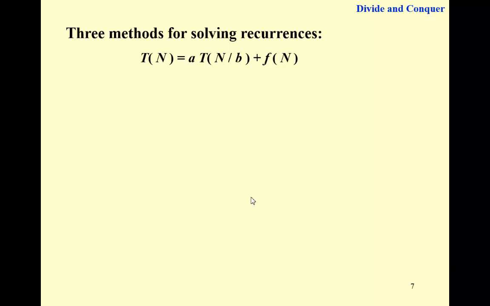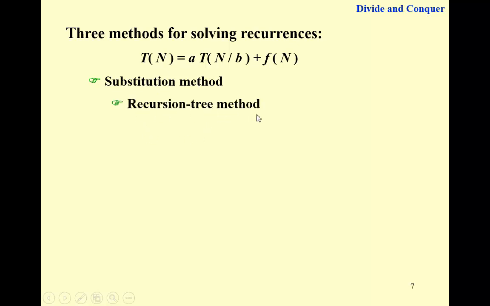So in general, whenever we apply divide and conquer, we usually end up at a recurrence equation like this. And there are three methods for solving this kind of recurrence: the substitution method, the recursion-tree method, and the master method. Before we move on to discuss each of those methods, there are some details to be ignored.